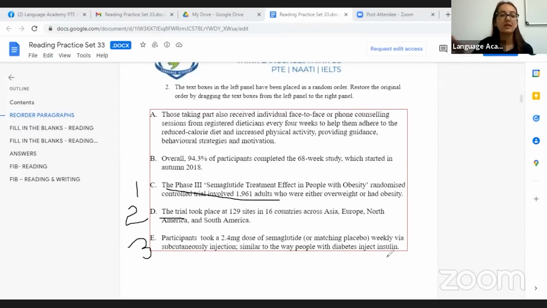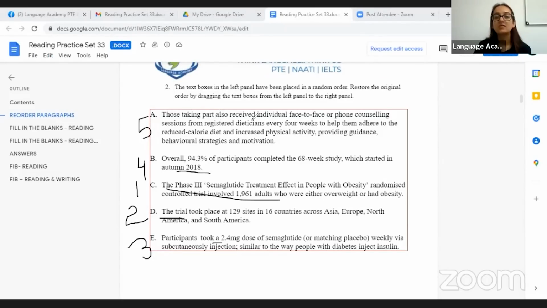So this is going in order. This is the topic. It happened in these many places, and then what happened in the trial was participants were told to do this. And then we have one more sentence which is still talking about the study. So we'll complete the study first. Overall, 94.3% of participants completed the 68-week study which started in autumn 2018, because this is the study going on. And then we had one sentence which literally wasn't matching anywhere. So I put it at the end, and yes, it is in the end only.